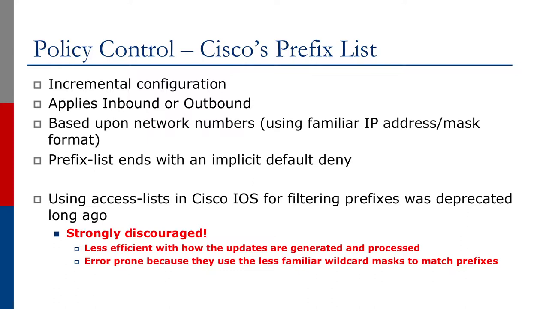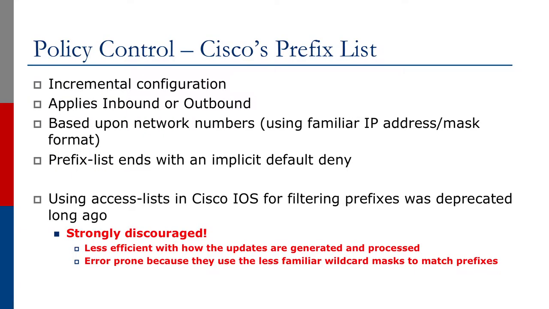the bottom. You can apply it on the inbound or outbound direction, which means towards prefixes announced towards you or prefixes that you are trying to announce. It's based on network numbers using the familiar IP address and netmask format or CIDR. The prefix list in Cisco ends with an implicit default deny.